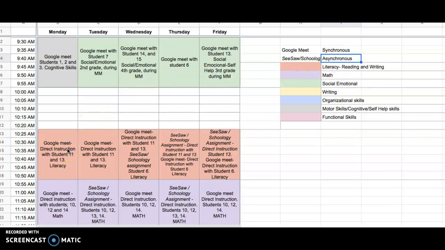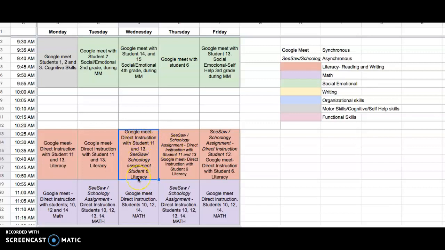For example, the student that I was mentioning received, as I said at the beginning, 5 times a week of direct instruction for literacy. So literacy is this soft pinkish reddish color. We have Google Meet direct instruction with the student, and then another Google Meet, and then another Google Meet. And then, if you can see, in italic letters there is a Seesaw or Schoology assignment for student 6 in literacy.